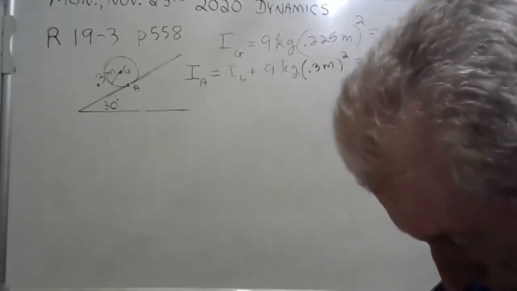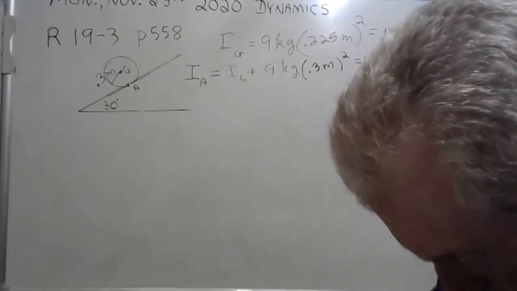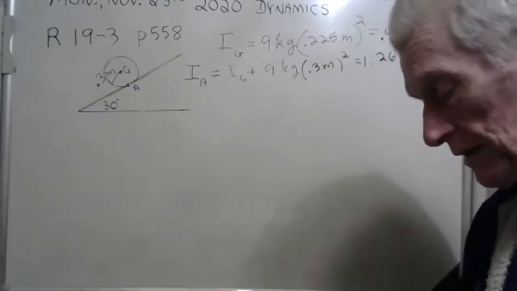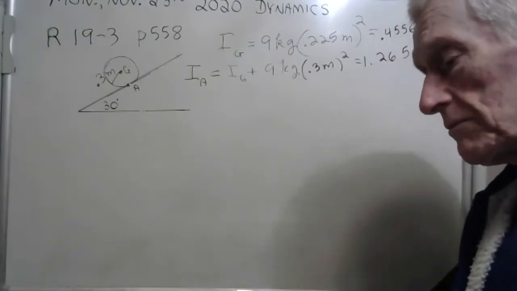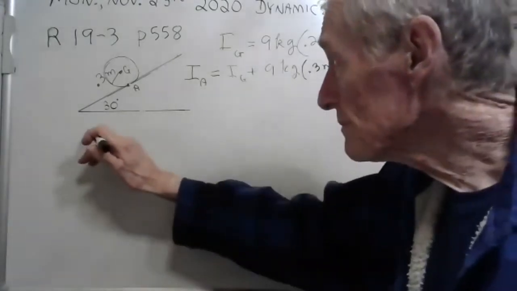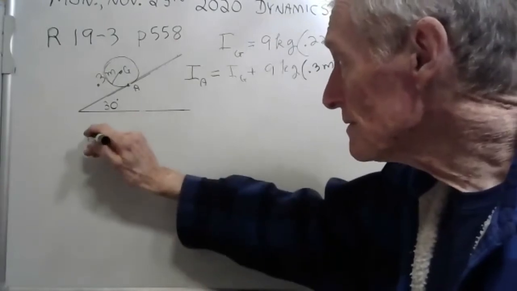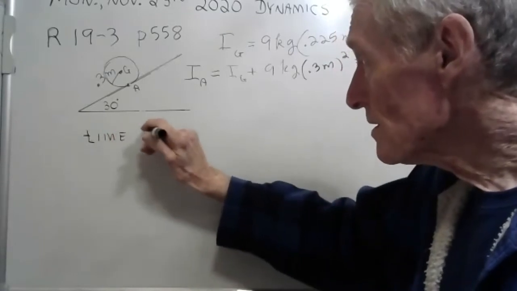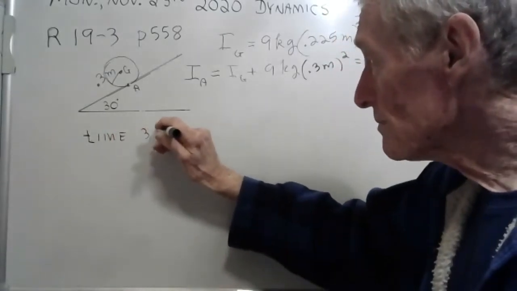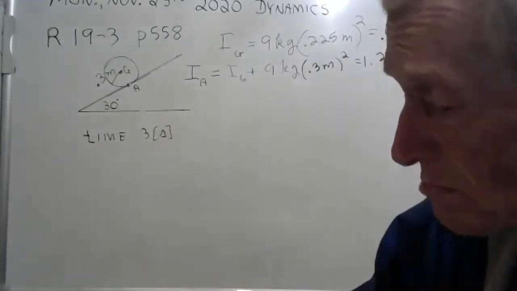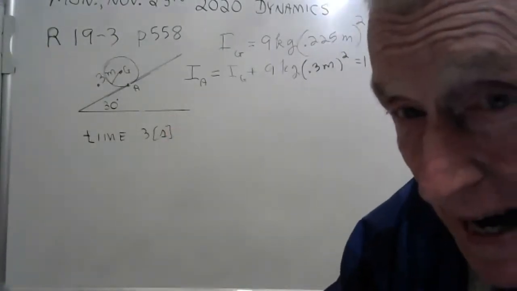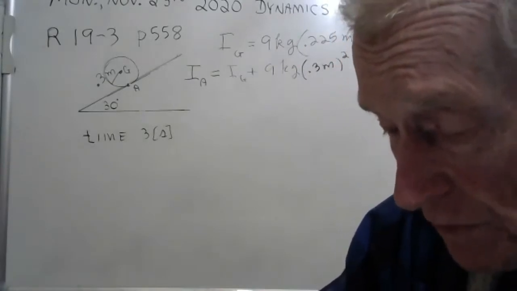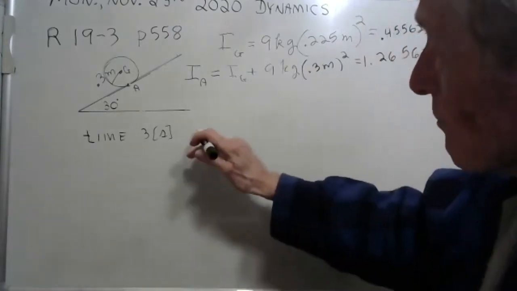Now, what they want to know is how fast it's going after it's released for 3 seconds. They give you the time. They say the time is 3 seconds. Now, I told you guys, if they give you the time, the best way to do it is with impulse momentum.